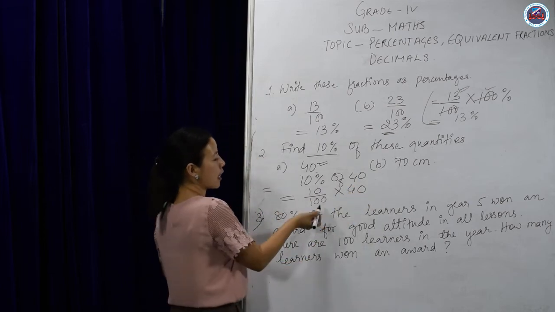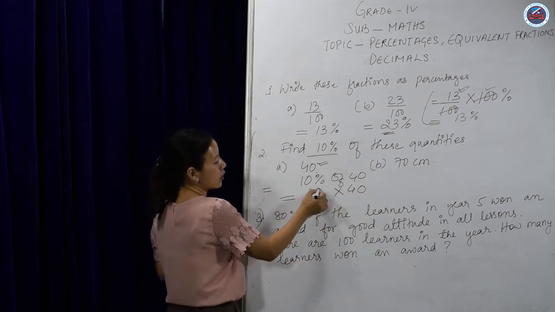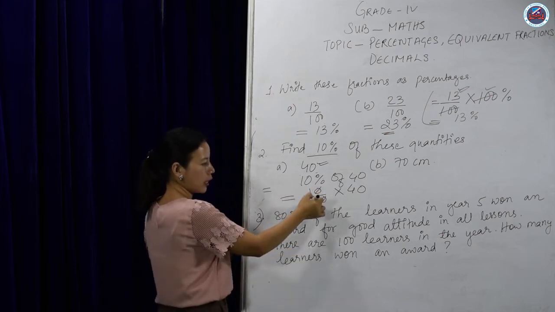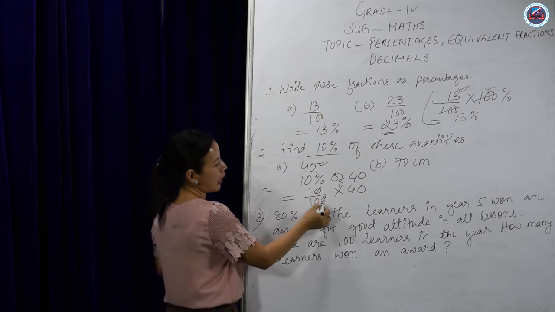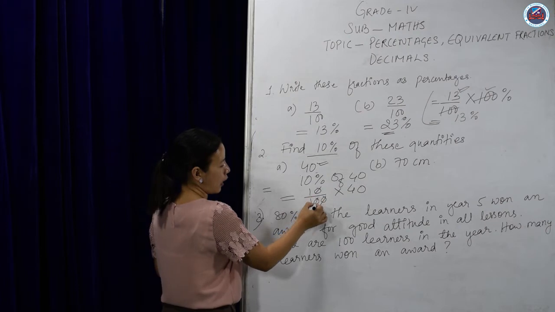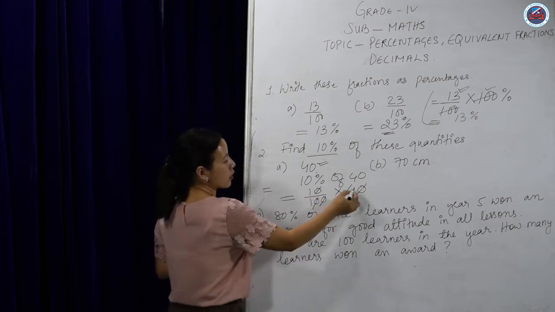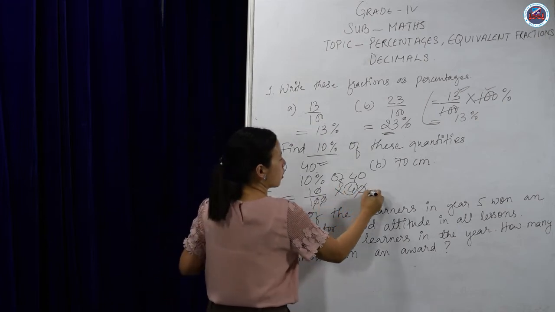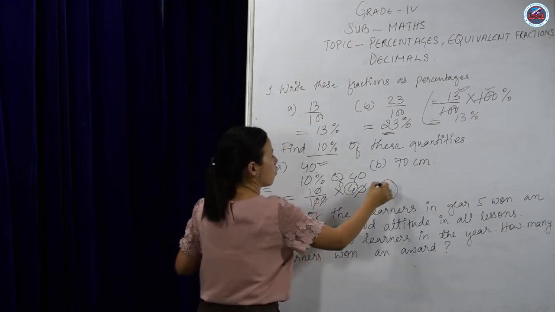Done? So next step, here I have a single 0 up and a single 0 down. You can cut it, same 0. And I have another 0 on the top and 0 down here, one more 0, so I can cut it. So what remains is 4, right? So 4 into 1 is 4. So your answer is 4.